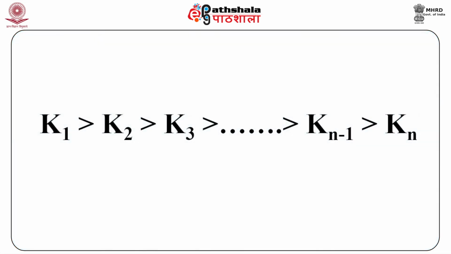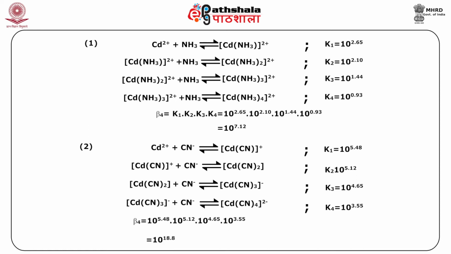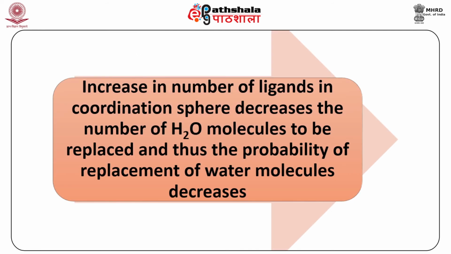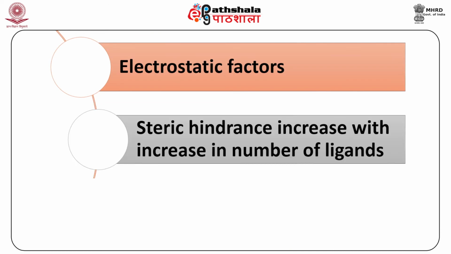With a few exceptions, it is commonly observed that the magnitude of stepwise formation constant decreases steadily from K1 to Kn. This trend is illustrated by the reactions. You can see from both the cases there is a steady decrease in the value of stepwise formation constant from K1 to Kn, which is due to the increase in the number of ligands in the coordination sphere, which decreases the number of H2O molecules to be replaced, and thus the probability of replacement of water molecules decreases. Also due to the electrostatic factor, the steric hindrance increasing with increase in the number of ligands, and due to the statistical factors.